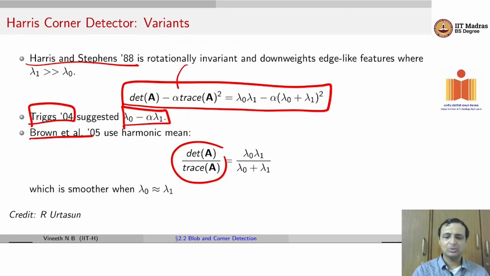We said kappa two slides ago. That just doesn't matter. It's just a constant. So you have determinant of A by trace of A. All of these could be different ways of playing around with the same quantities to get what you want. All of them effectively try to measure the cornerness using the eigenvalues of your A matrix, which comes from autocorrelation.